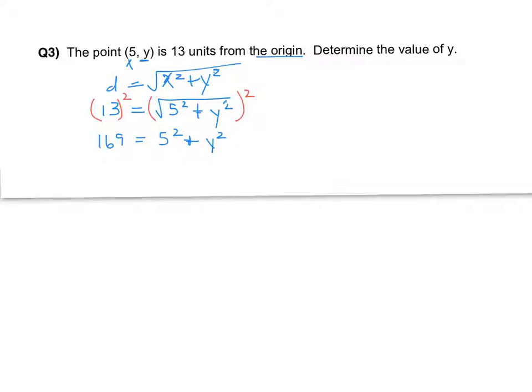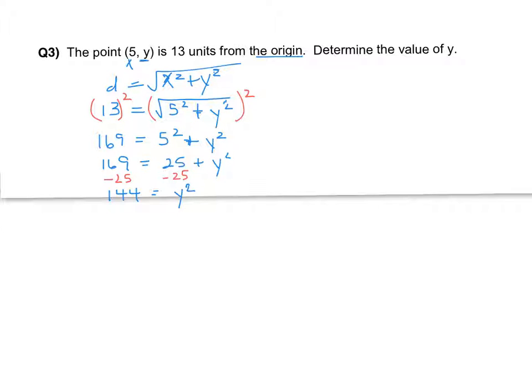Okay, and then to get y squared by itself, the 5 squared is being added to it. 5 squared is really 25. So for those of you who like to clean up your numbers first, we could do that first. Then I could subtract 25 from both sides to get rid of it on the right side of the equal sign. So 169 take away 25 is 144. So this becomes 144 equaling y squared.